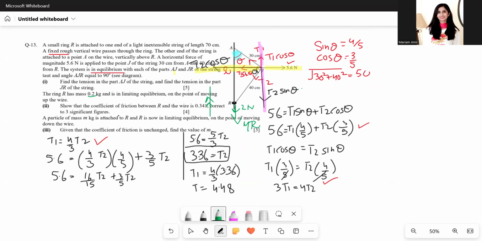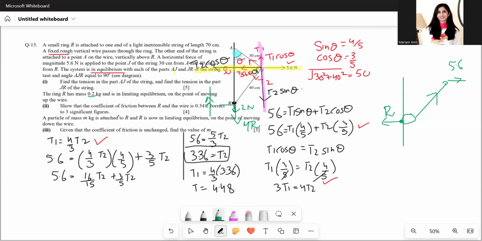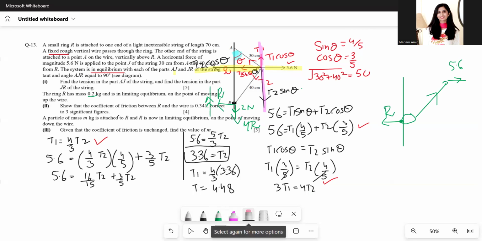Okay. Now, since the pull on the rod is in this direction because of J and this 5.6 Newton force, the contact will take place here and the normal contact will be in this direction. So we have normal contact force R horizontally towards the right. Please don't get confused by both the R's.